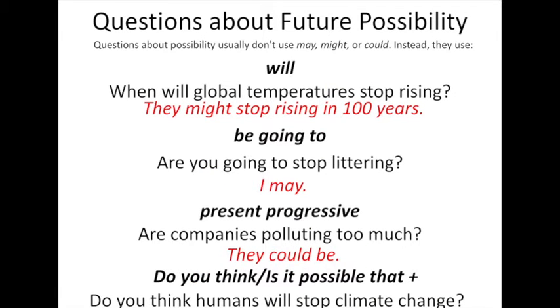In English, when we want to ask questions about future possibility, we don't use may, might, or could. Instead, we often use will, be going to, or the present progressive. We can also use phrases like do you think or is it possible that to ask questions about future possibility. Take a moment to pause the video and have a look at the examples on screen. Notice that in red, to give the answer to these questions, we can often use the modals of possibility. However, remember that when we ask questions, we do not use the modals.